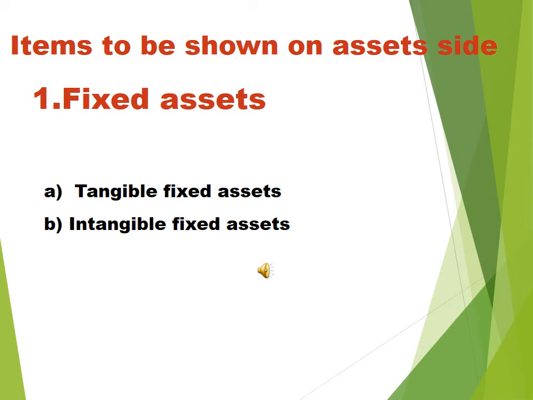Moving on to the asset side, the first item is the fixed asset. Now fixed asset can be divided into tangible fixed asset and intangible fixed asset. Tangible fixed asset refers to those assets which can be seen and touched. Example, land, plants, building, machinery, etc. Whereas intangible fixed assets are those assets which cannot be seen or touched. Example, goodwill, patent, trademark, etc.